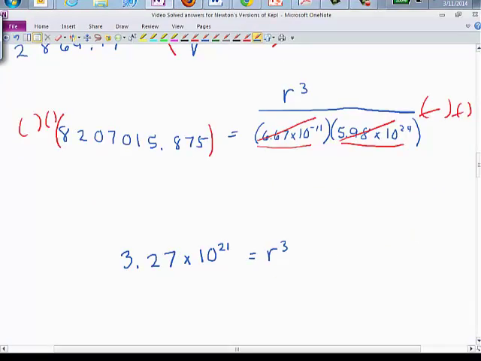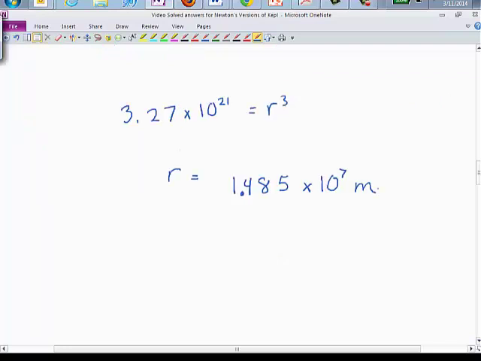My in-between step is I get 3.27 times 10 to the 21st equals r cubed. I'm going to go ahead and take the cube root of both sides. Okay, I get 1.485 times 10 to the 7th meters is equal to r. But that's not the final answer.